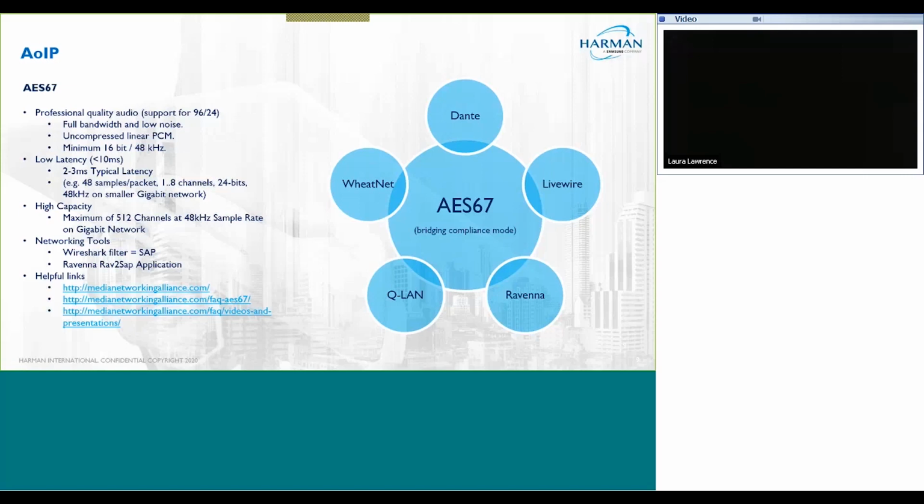If you want more information about AES67, you can visit the Media Networking Alliance, of which HARMAN, of course, is a member. So we are a member of this alliance, and actually so is Audinate. Everyone you see on the right-hand side, those manufacturers are all members of the Media Networking Alliance, which is the group of people who have agreed to adhere to the rules of 67.